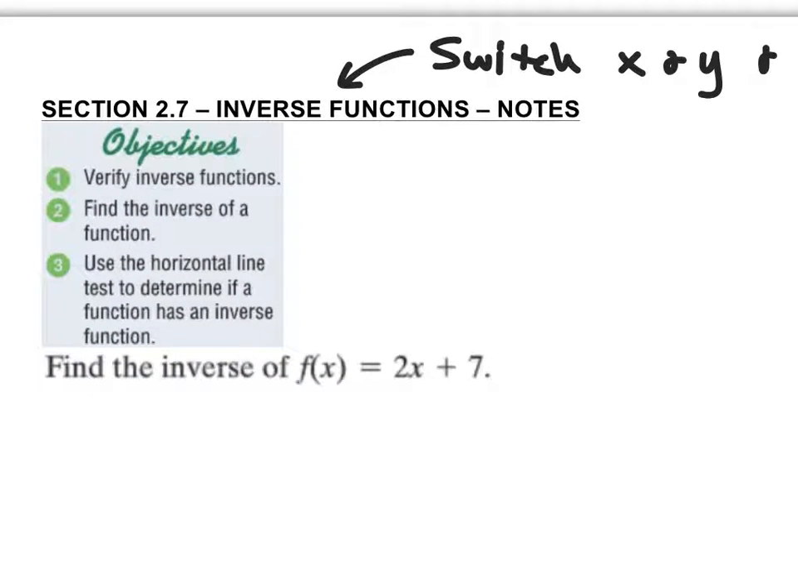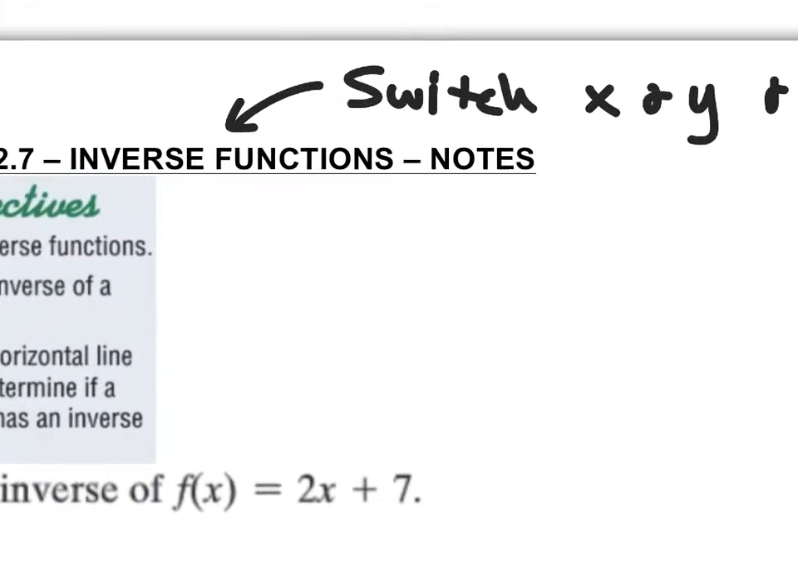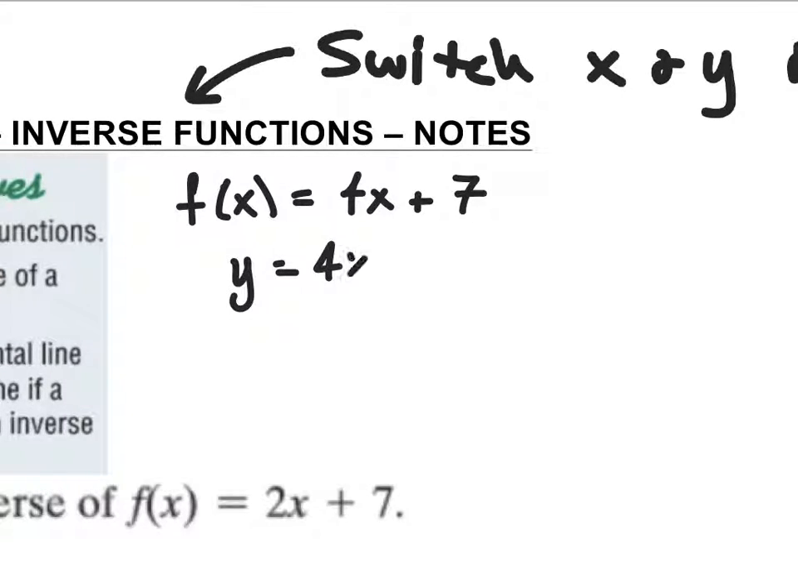And so let's just think of a generic function here, and I'm going to zoom in pretty far. Let's just think of the function, say f of x is equal to 4x plus 7. What I want to first do is rewrite this using y equals 4x plus 7. And then I'm going to switch x and y, and rewrite this as x equals 4y plus 7. And then I'm going to solve for y.